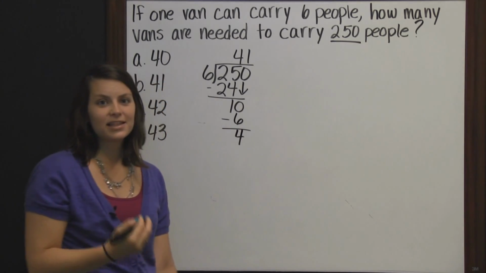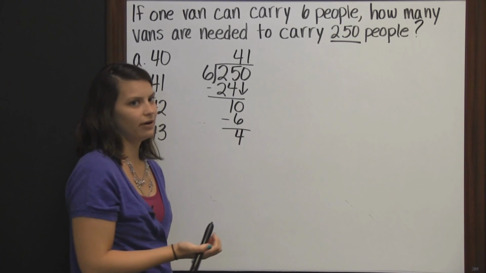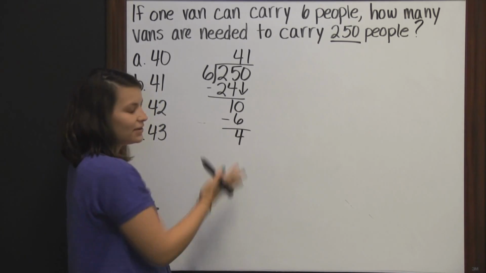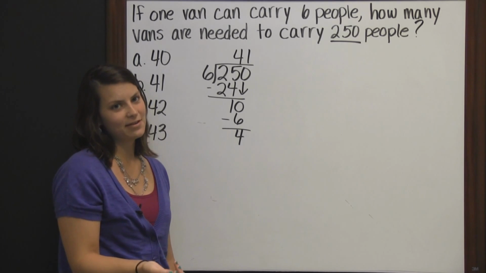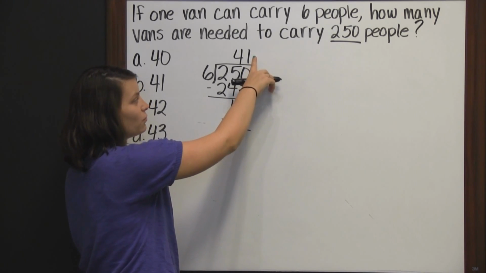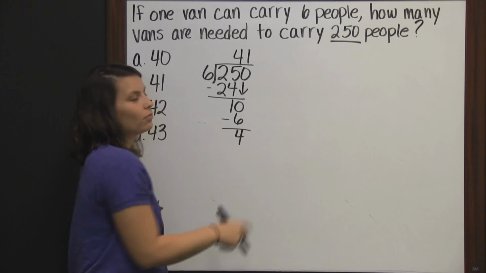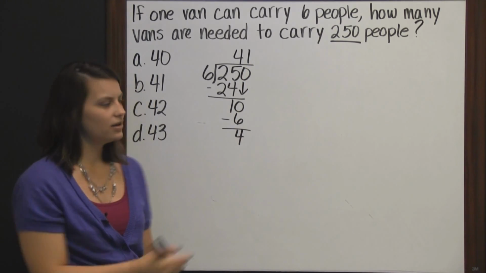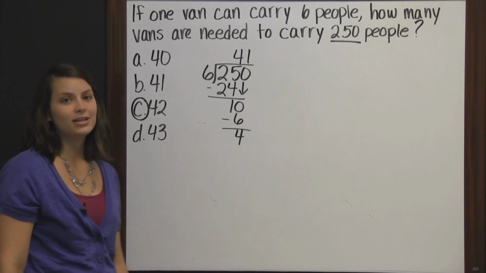You might be tempted to think that the answer is 41 vans with 4 left over. But are we just going to leave those 4 people stranded? No, we're going to have to put them in a van as well. So since it will take 41 vans to carry all but 4 people, we'll need 1 more van for those 4 people. So we'll actually need to take 42 vans.